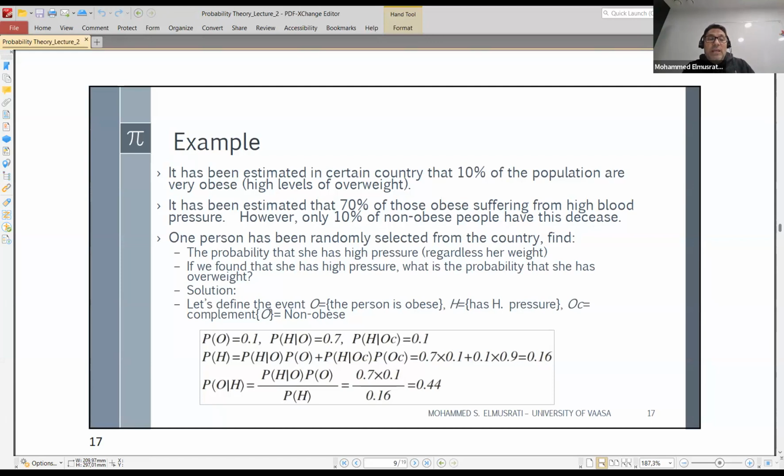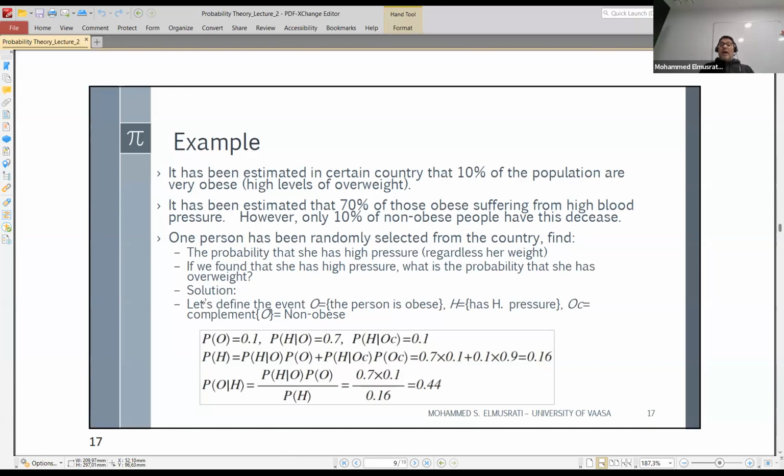The question here is: if you select one person randomly from the country or society, find the probability that this person has high pressure regardless of her weight. And if we find that she has high pressure, what is the probability that she is overweight?